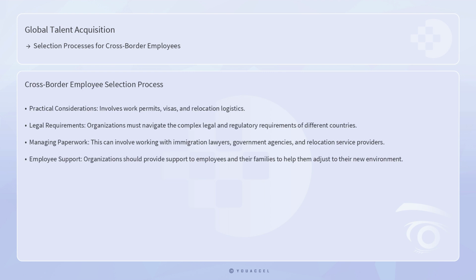The selection process for cross-border employees also involves practical considerations, such as work permits, visas, and relocation logistics. Organizations must navigate the complex legal and regulatory requirements of different countries to ensure that employees can legally work in their new location. This can involve working with immigration lawyers, government agencies, and relocation service providers to manage the necessary paperwork and arrangements. Additionally, organizations should provide support to employees and their families to help them adjust to their new environment, including assistance with housing, schooling, and cultural orientation.